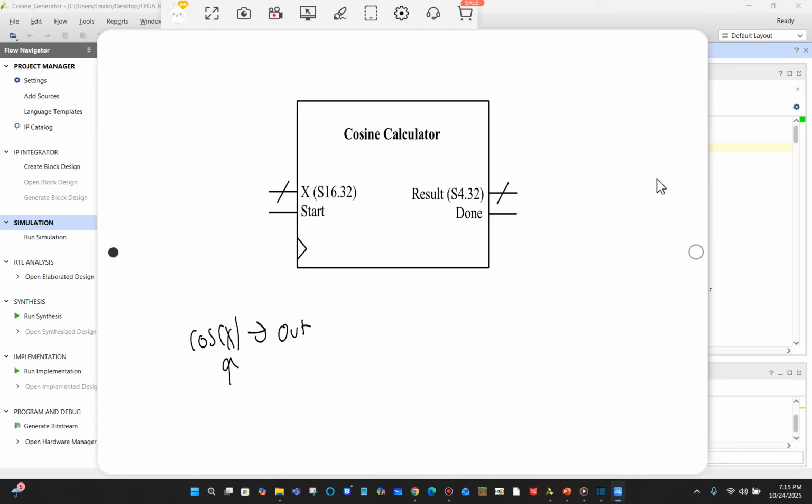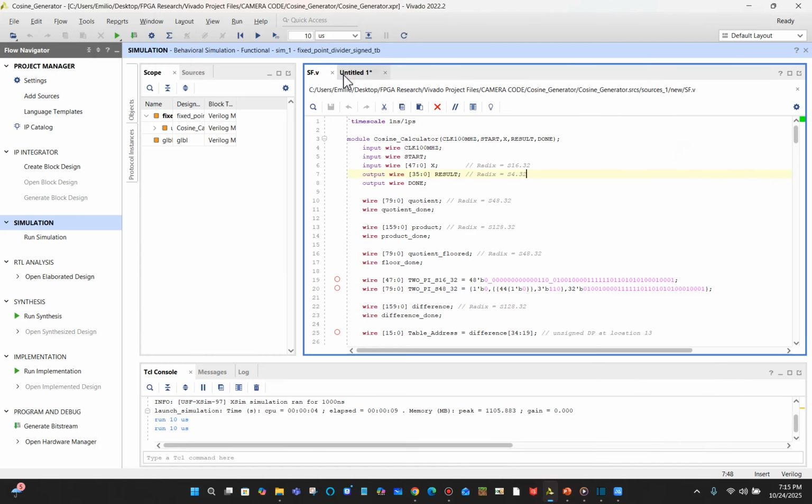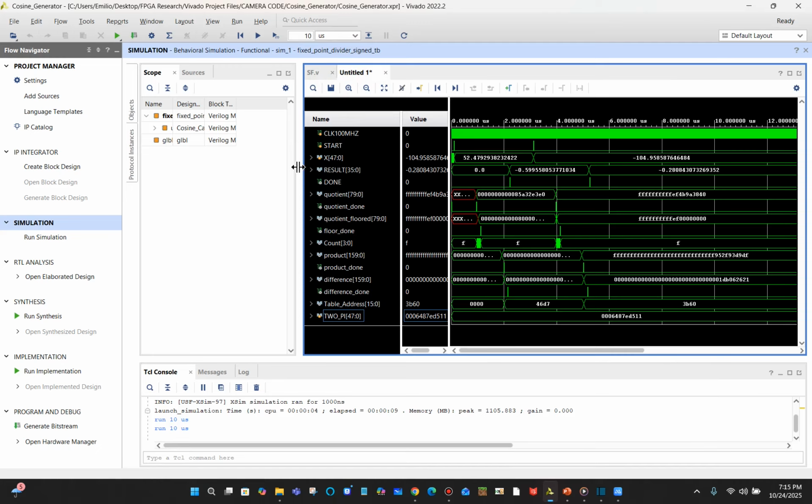And just to show you the end behavior, let's show you the simulation. So the simulation here, when x is 52.47929, we get -0.599. You can confirm that with a calculator. Then again, when x is -104.95, we get -0.28. And as usual, we have a start pulse to initiate the calculation.